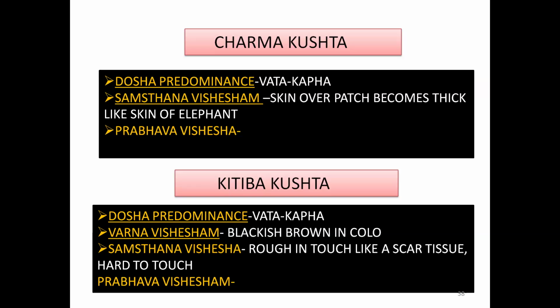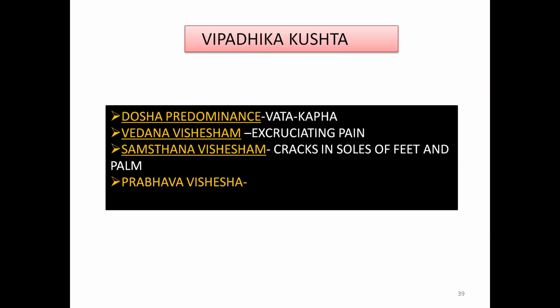Like that, you have to go through the various types of cutaneous manifestations explained in Kushta Prakarana terminologies. We have to arrange them under these criteria. Instead of studying only slokas, we have to understand them under these criteria. What is the dosha predominance? What will be the Samsthana Vishesha? What will be the Vedana Vishesha? Color, like that. We have to arrange them.